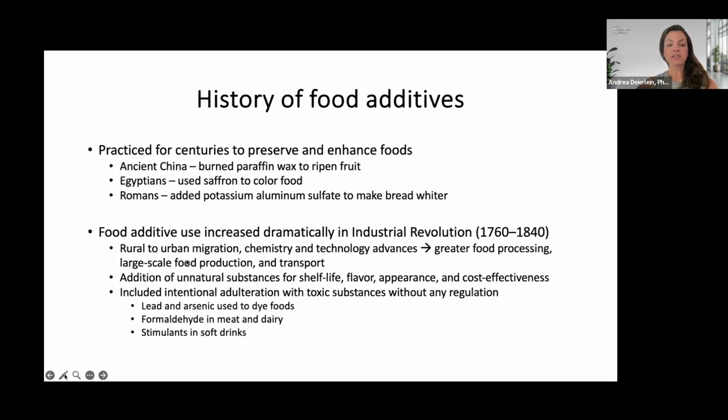And so this led to greater food processing, greater large scale food production, as well as being able to transport food. During this time, due to all of these advances and obviously wanting to extend shelf life or cost effectiveness, there was an addition of numerous substances to our foods, particularly unnatural substances. And during this time, there was some concern about this intentional adulteration with toxic substances. You might read about lead or arsenic being included in food dyes, or formaldehyde being used in meat and dairy as a preservation method, as well as stimulants being used in soft drinks.